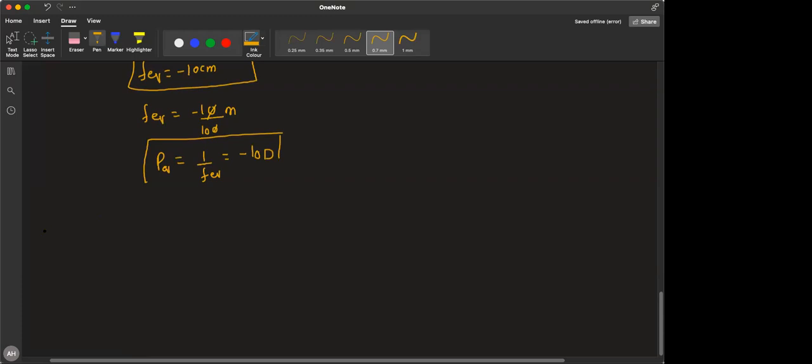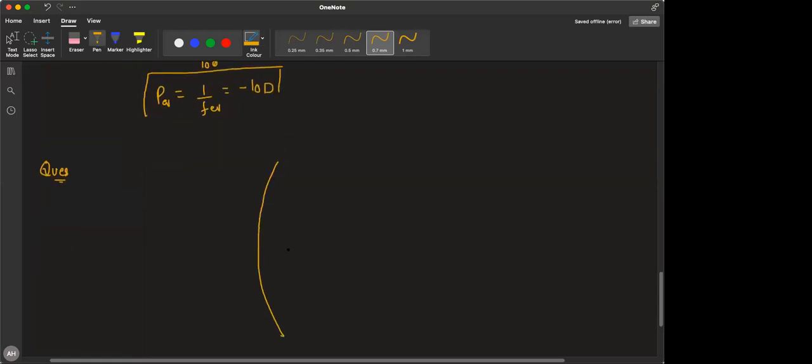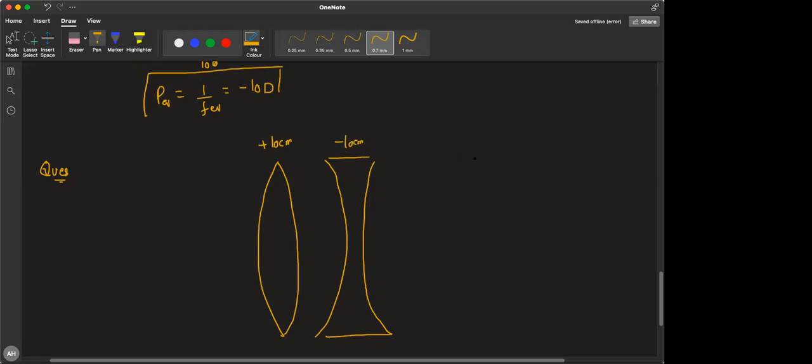There's another question given from NCERT. So you have 3 lenses back to back. This is first lens. Its focal length is plus 10 centimeter. Then this is second lens. It's a concave lens. Its focal length should be negative. It's minus 10 centimeter. Then you have another convex lens. Its focal length is 30 centimeter.